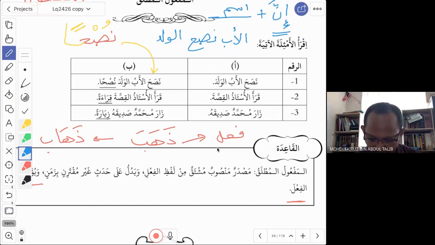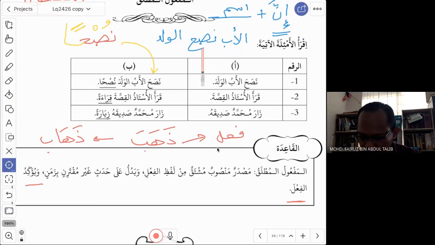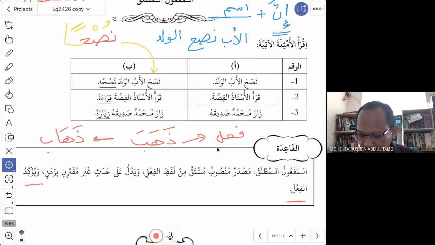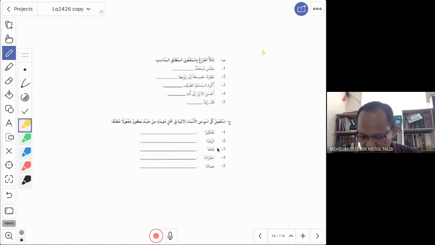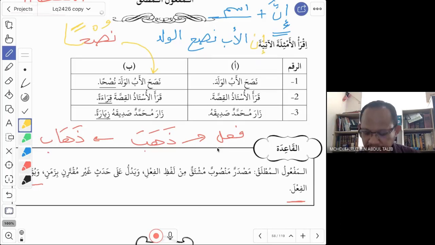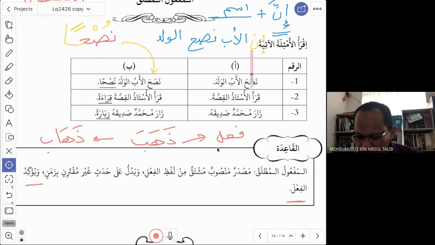For example, if you write al-abu nasoha, al-abu is a noun. If you want to emphasize the whole sentence, you can just put inna. Now you have emphasized the whole sentence. You can say, indeed, the father. But the difference is that when you say inna, you are emphasizing the father. Indeed, it is the father who has advised the son, not the mother, not somebody else. That is when you say inna.